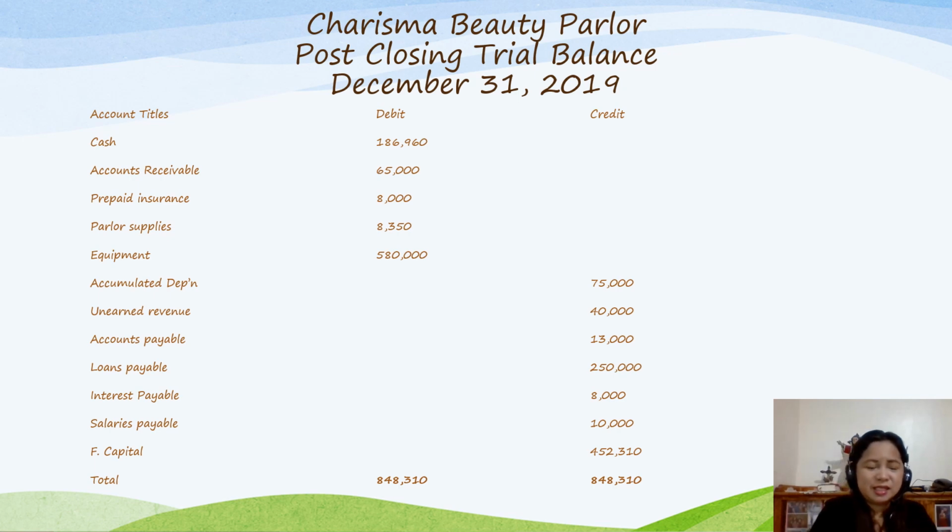No, so this is what makes this wrong, class, because Fortalejo capital should be 452,310. This amount should be here, and then total. Okay, so that's it, sorry. So this 452,310 should be in the Fortalejo capital. This one should not be here. Then total it, and you will get 848,310.